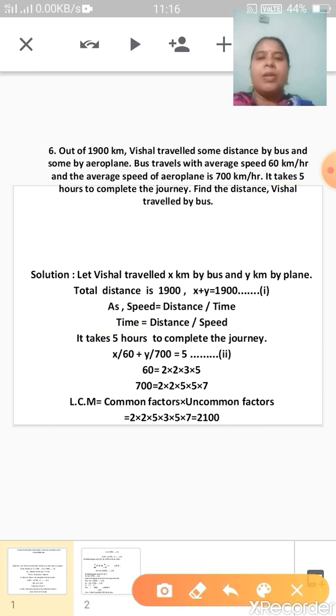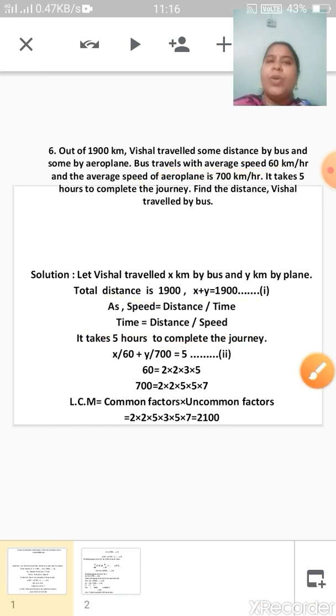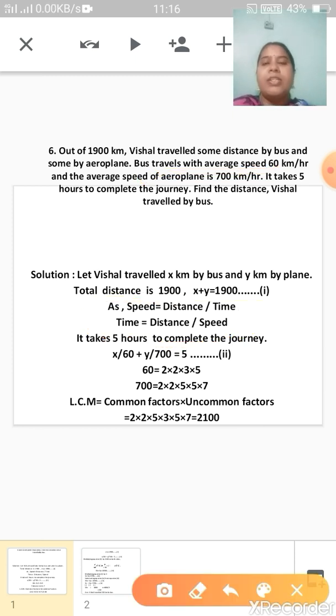The second part is, the bus travels with an average speed of 60 km per hour. Now, I have given you a formula here that time is equal to distance upon speed. So for the bus, if I want to find out what is the time it takes, what should it be? Time is distance upon speed, and the distance traveled by Vishal in the bus is x kilometer, while the speed is 60 kilometer per hour. So the time taken will be x upon 60. I hope you are understanding it.